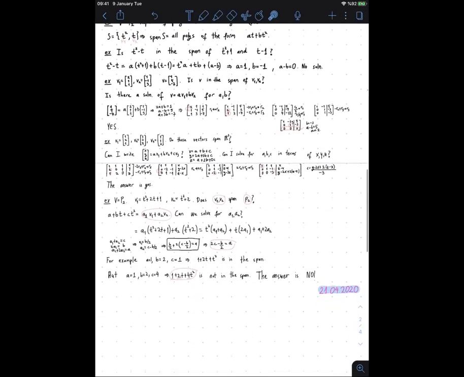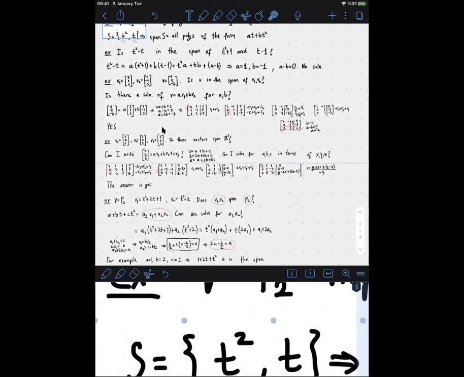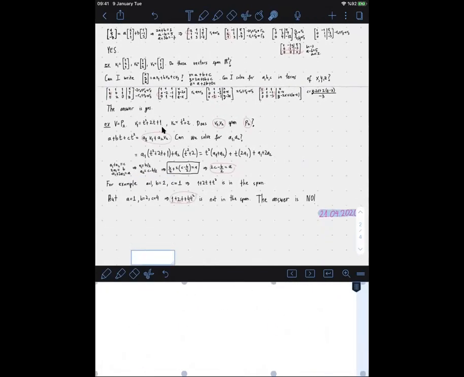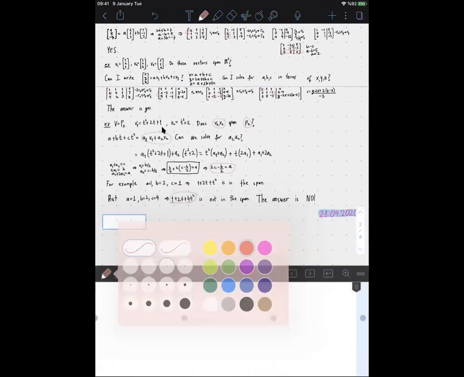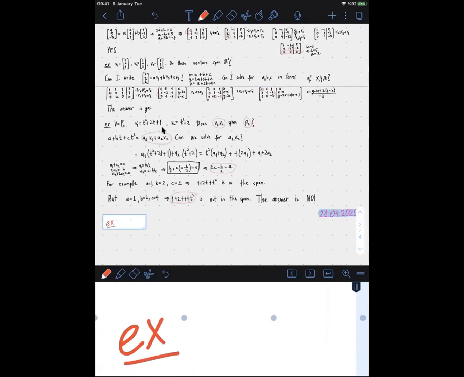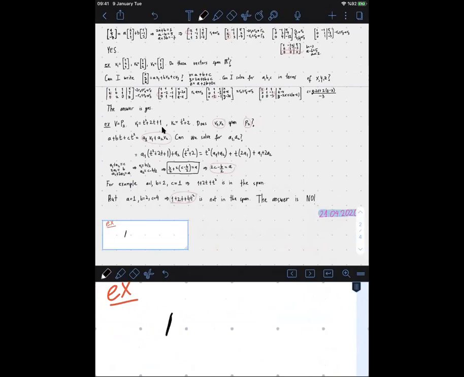Let me skip these things. Let me do one more example and then we go to the next section. This example is kind of important. For this example, we need a matrix. Let this be our matrix. We have a 4 by 4 matrix for this example.